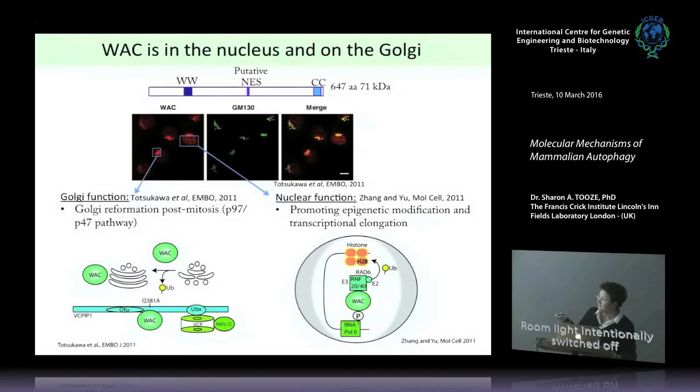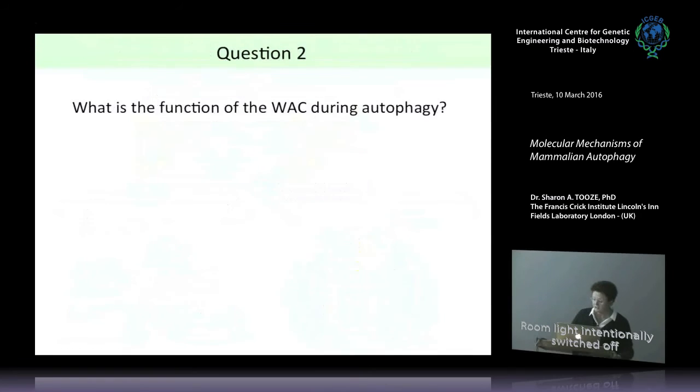So we could very well validate the role of WAC in the nucleus, the binding of RNF20/40, and the role of histone ubiquitination. This was easy to validate. This was more difficult. What we decided to do was to ask the question of what the function of WAC was in autophagy. From the data that was published, we had no idea.